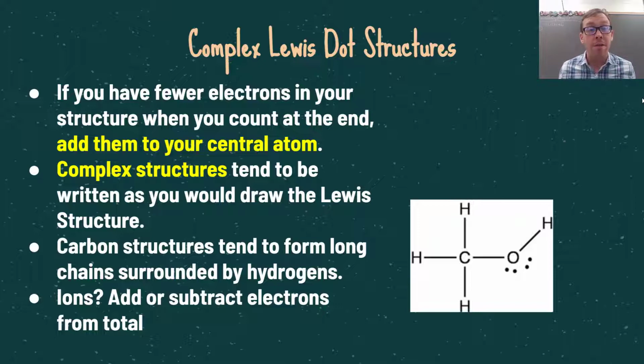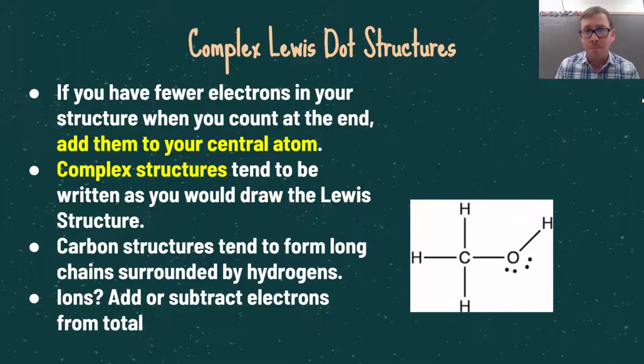So let's say you draw out your Lewis structure and you find that you have fewer electrons in your Lewis structure, despite the octet rule being satisfied, than what you counted at the beginning, meaning that you have some electrons left over from step 1 that you didn't end up getting in your structure. Well, you're just simply going to add those to your central atom. And that's where we get some more complex Lewis dot structures that don't necessarily satisfy the octet rule.